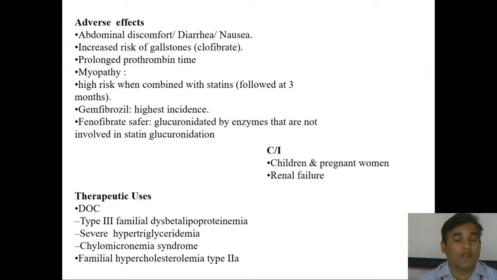Drug of choice for type 3 familial dysbetalipoproteinemia. Severe dysbetalipoproteinemia means that triglyceride and cholesterol are equally increased. Also used in severe hypertriglyceridemia and another type of hypercholesterolemia, familial hypercholesterolemia type 2A.